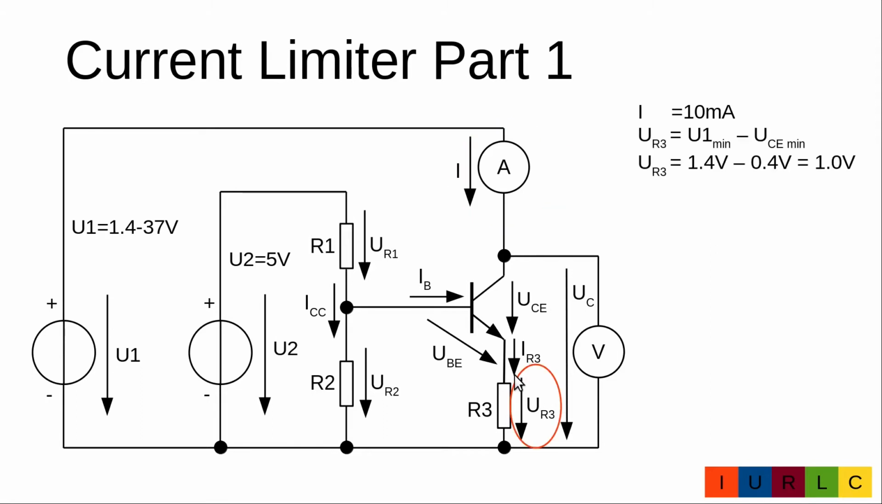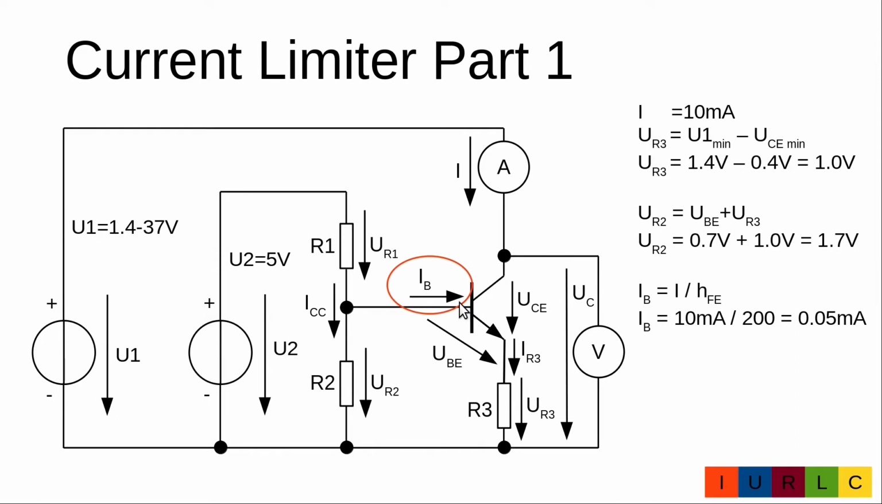Now we calculate the voltage on the current sense resistor R3. It is the minimal collector voltage minus the minimal collector emitter voltage. It's 1.4 volt minus 0.4 volt is 1 volt. The voltage at R2 is the base emitter voltage plus the voltage at R3. It's 0.7 volt plus 1 volt is 1.7 volt.